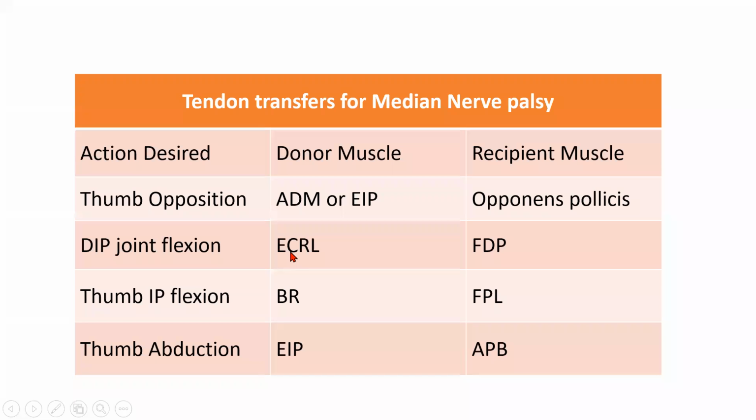So ECRL, if you all remember, it is on the dorsal side, right? In the second extensor compartment, it can be rerouted and attached to the FDP tendons. Now, this is done in case of total claw hand.